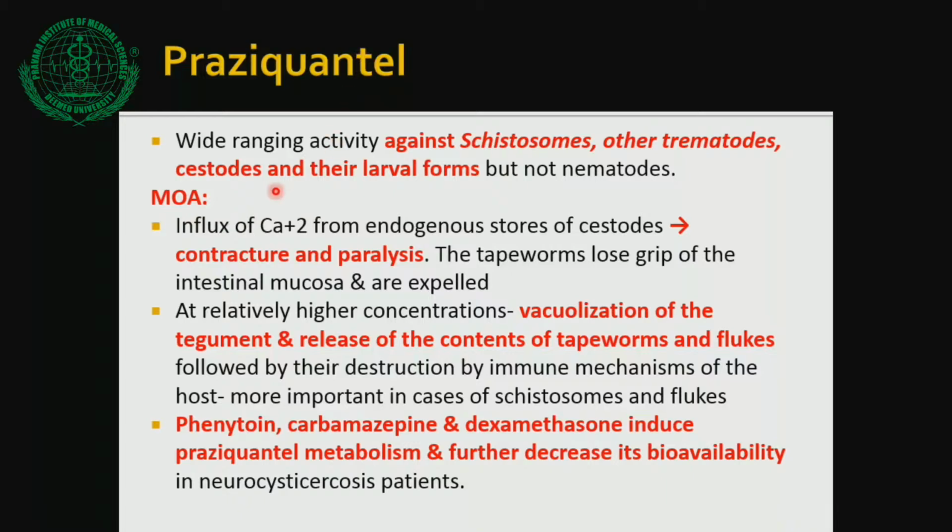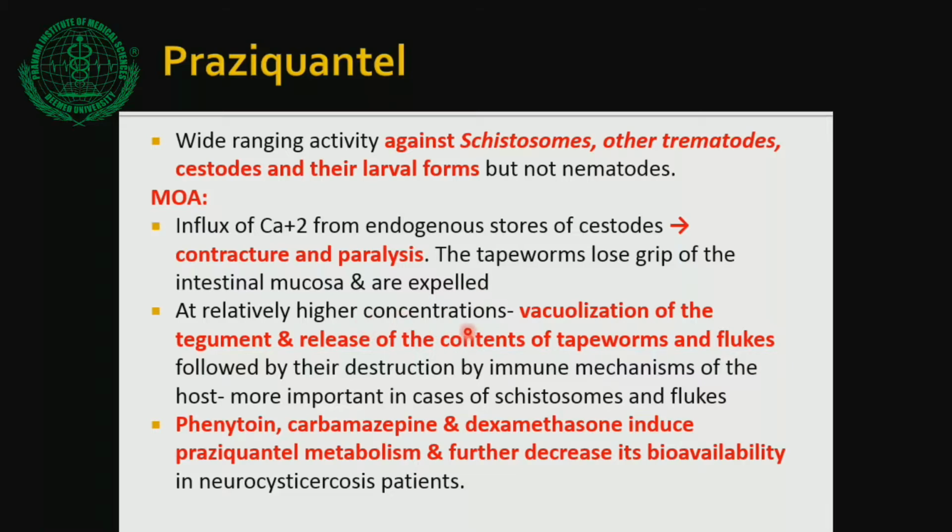Mechanism of action of Praziquantel: we have seen that it will cause influx of calcium, or excessive entry of calcium, from endogenous stores of the cestode, because of which excessive muscle contracture or rigidity occurs and ultimately paralysis occurs. What will happen then? This tapeworm will lose its grip on the intestinal mucosa and is expelled, especially the scolex or head of the cestode. They will lose the grip from the intestine.